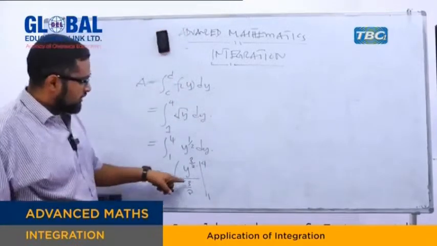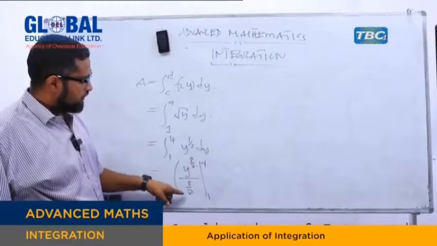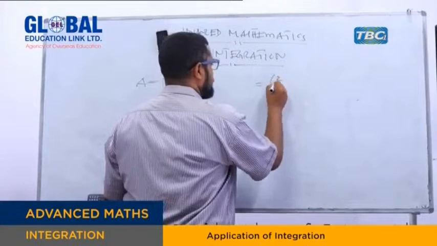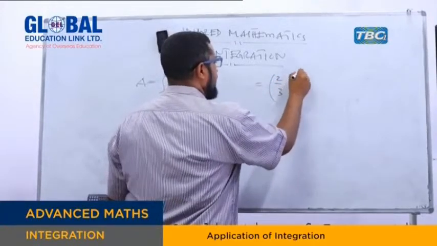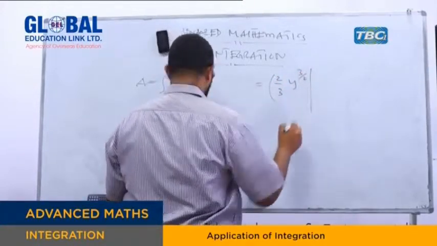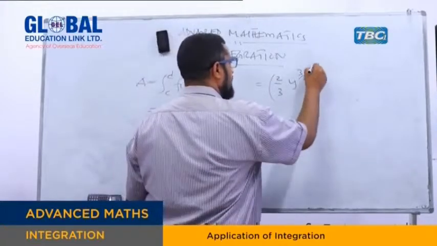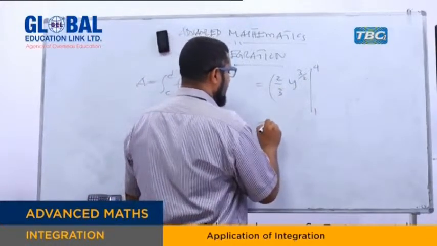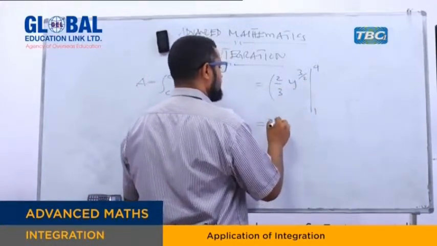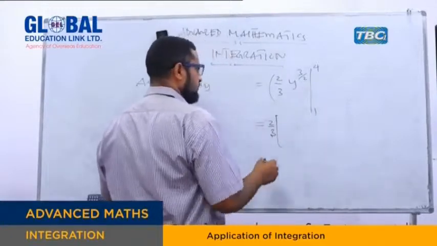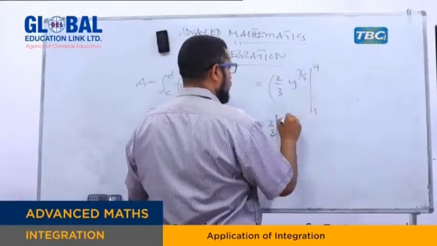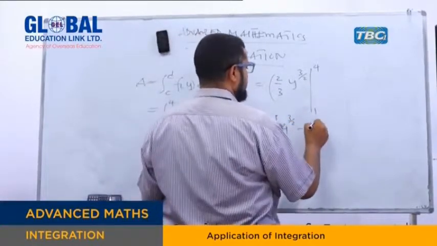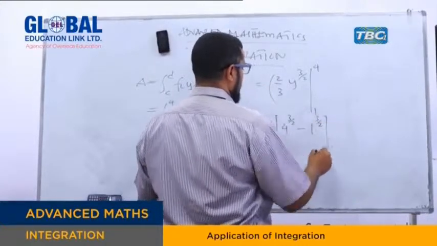Now, the meaning of writing 3 over 2 is the same as taking 2 over 3 times y to the power of 3 over 2, from 1 up to 4. Let's substitute the values. When you substitute, we'll have 2 over 3 times the bracket.